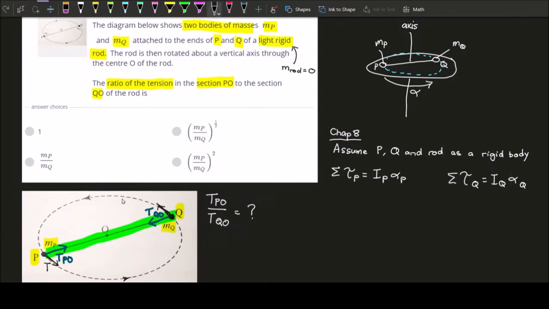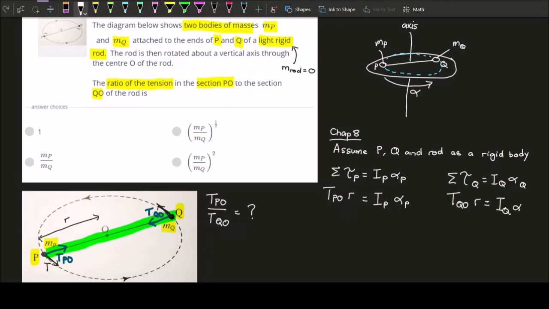So to find this, how do we elaborate these two equations here? We find the torque first. The torque will be T_PO times R, where R is from here to here. Then it is equal to I_P times alpha_P. This one will be T_QO times R. They are the same distance away from the center.